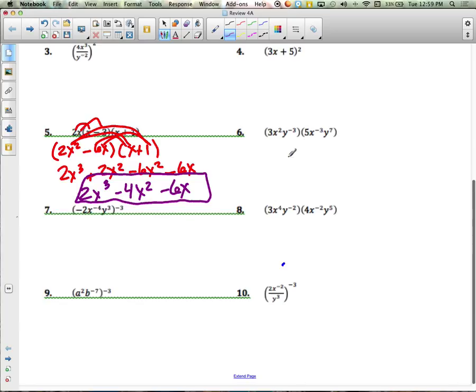Question number 6 is an exponent problem. We're multiplying. So I'm going to start with the constants in front, those coefficients. 3 times 5 gives me 15. Then I'm going to take x squared times x to the negative 3. So when you multiply the same base, the exponent rule says that you add the exponents. So my base is x. My exponents are 2 and negative 3. So 2 plus negative 3 will give me negative 1. Then I'm going to take y to the negative 3 times y to the 7th. My base is y. Negative 3 plus 7 will give me a 4.